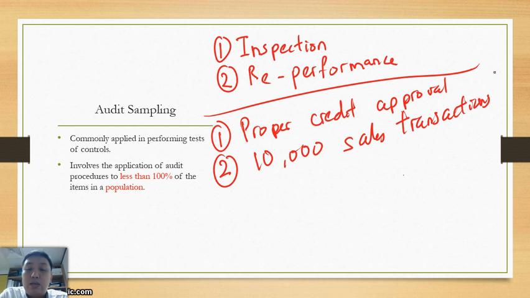Auditors cannot test the whole 10,000 sales transactions because it will not be a practical audit. The audit will be very costly and very time consuming because of the sheer volume. Instead, sampling will involve auditors choosing samples from these 10,000 sales transactions for evidence of proper credit approval. This is what we mean by sampling.